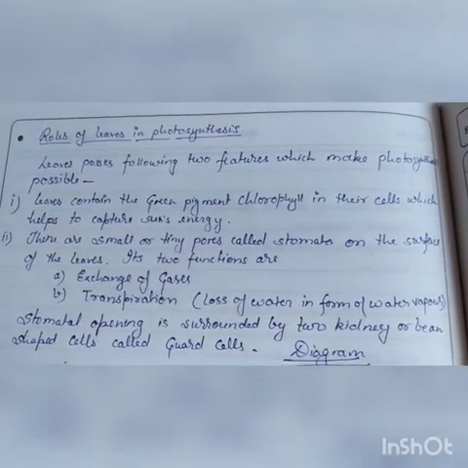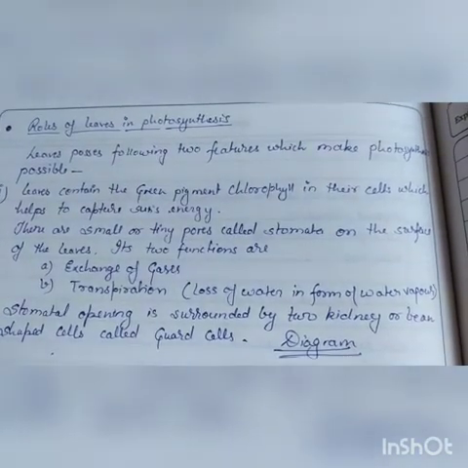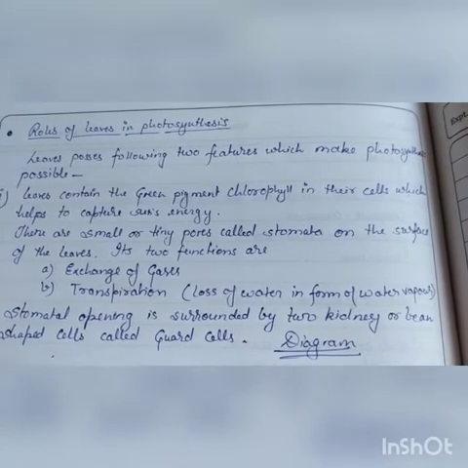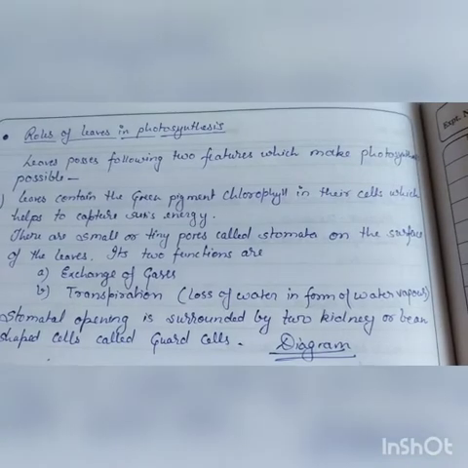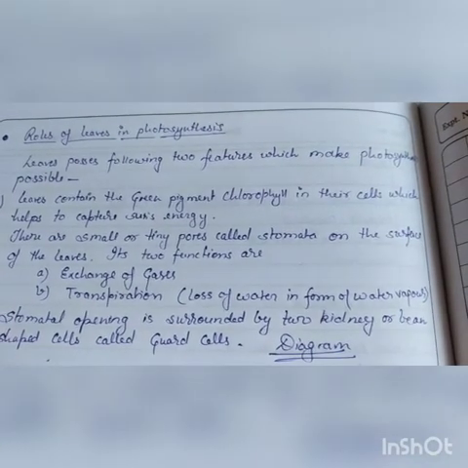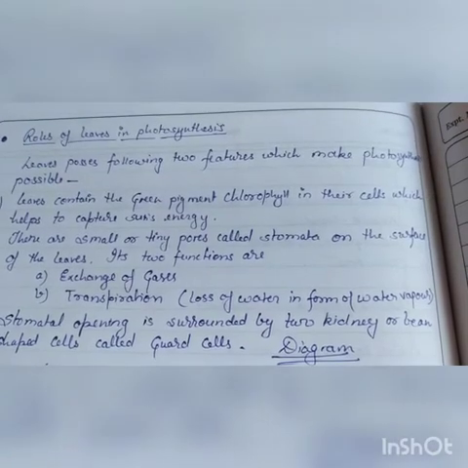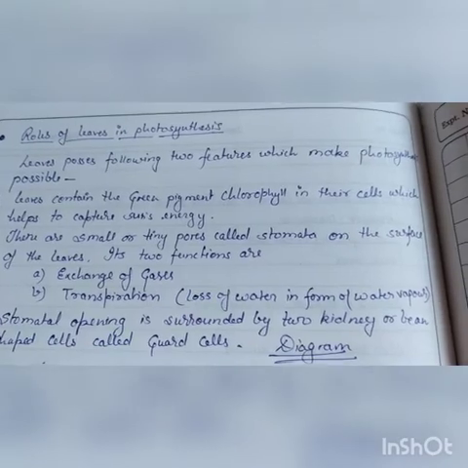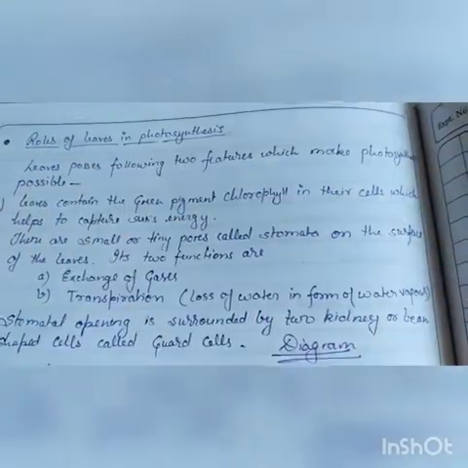Good morning everyone. This is the third lecture of class 7 science of the chapter nutrition in plants. We were continuing from the topic photosynthesis, and last time we studied photosynthesis and the reaction involved in photosynthesis and the diagram also to show how photosynthesis works. Now we will study one important point, that is the roles of leaves in photosynthesis.